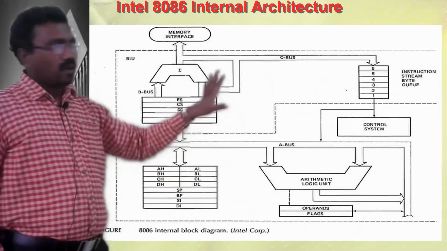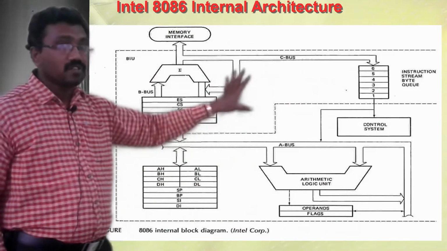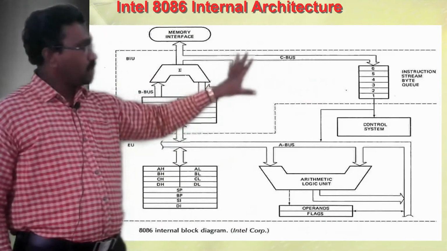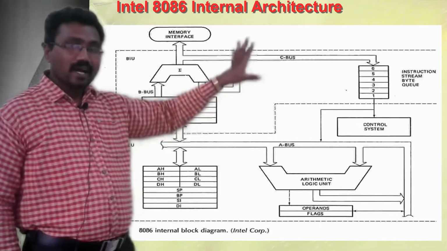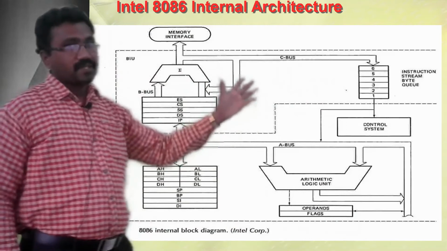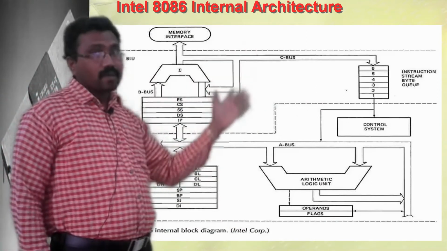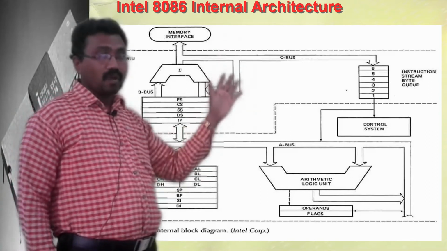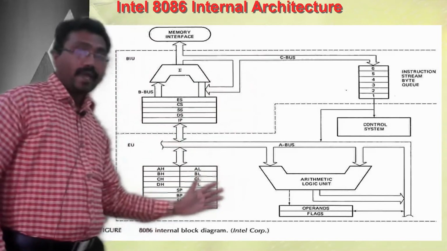Okay, so what is the purpose? What are the functions of the bus interface unit? The bus interface unit handles all bus operations. It handles all the transactions of data and addresses on buses for the execution unit. That means the bus interface unit fetches the instruction from the memory, reads the data from the memory, and writes the data into the memory. It can communicate with IO devices also, take the data from the input devices and send the data to output devices under the direction of the execution unit.